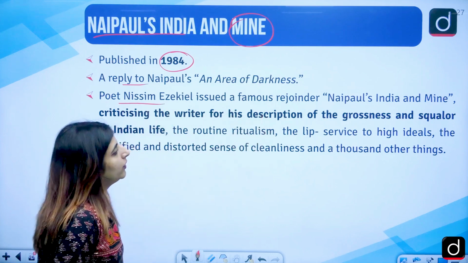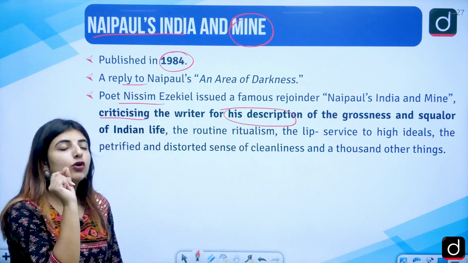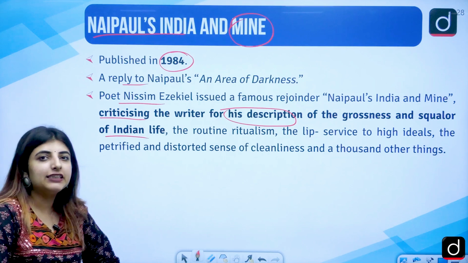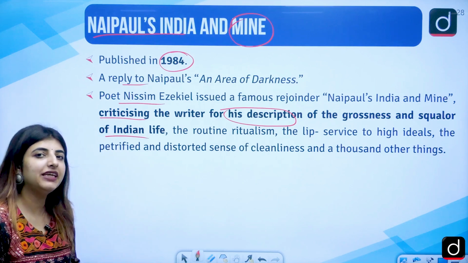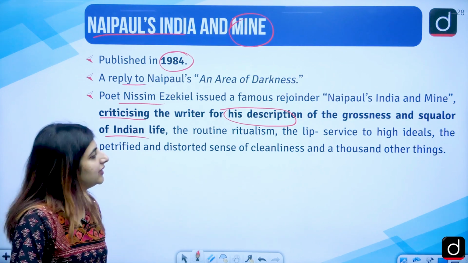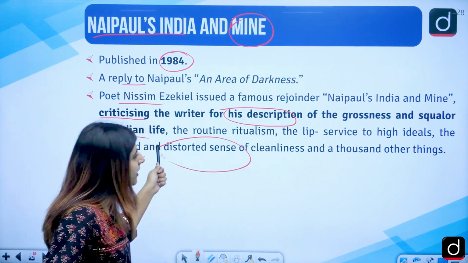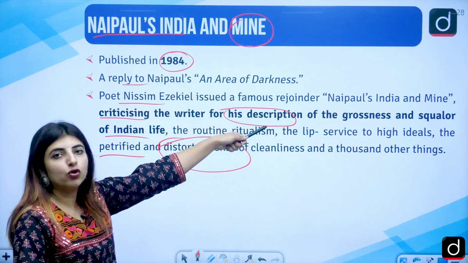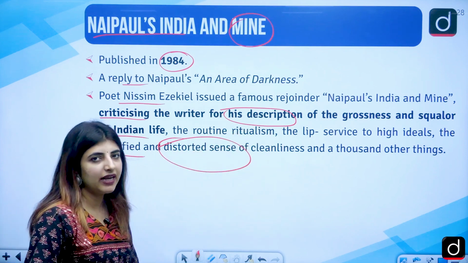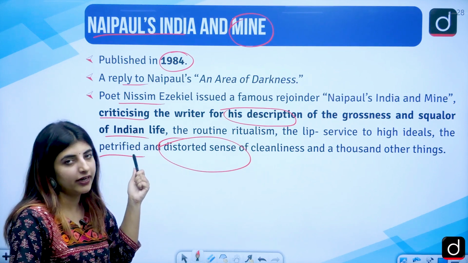A rejoinder, which is a reply only, Naipaul's India and Mine, criticizing the writer for his description of the grossness and squalor of Indian life. And of course, Ezekiel replied with a certain kind of zeal and love that he has for his own country. The routine ritualism, the lip service to high ideals, the petrified and distorted sense of cleanliness, right? The grossness that he talked about, that India is not clean, and 1,000 other things which Naipaul has written in his travelogue, An Area of Darkness.